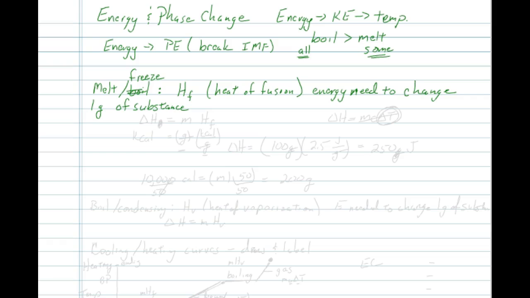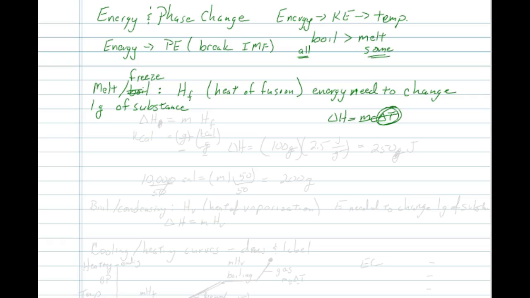You cannot use MC delta T because the change in temperature is 0. When you start to melt something, say ice, it's at 0 degrees Celsius. When you get done melting the ice cube, you have ice water at 0 degrees Celsius. So that means the change in temperature would be 0, which means it does not take any energy to melt ice, which we know is not true.